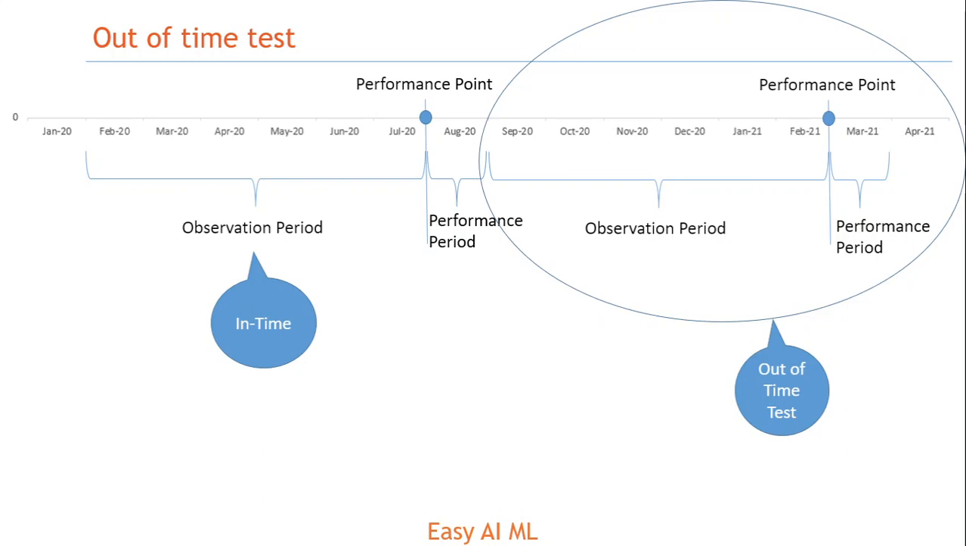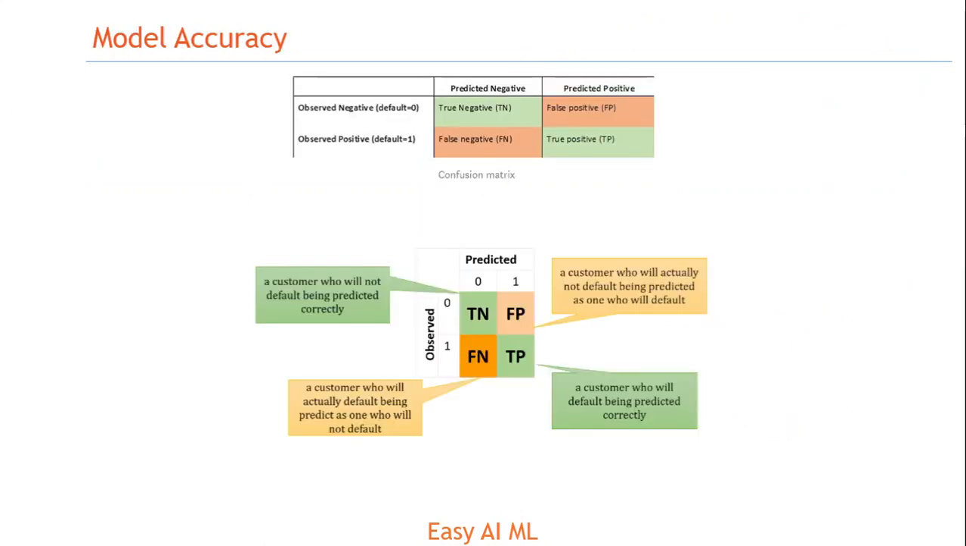So what I am going to do, from September to Feb 21, I'll take as observation period and March 21 as a performance period, and I'll try to test whether my model accuracy is similar. So this is called out of time test. This is very important. Now after out of time test, we will look into model accuracy. Let us understand that.